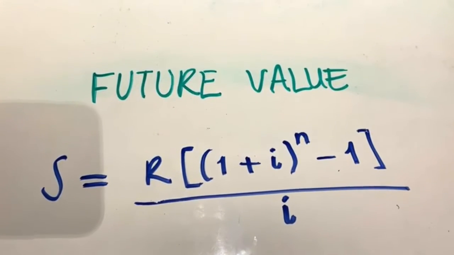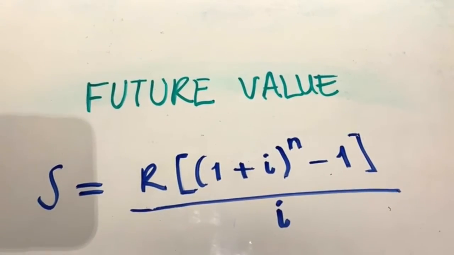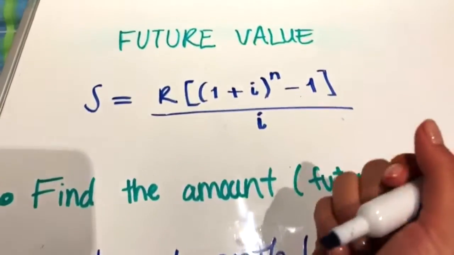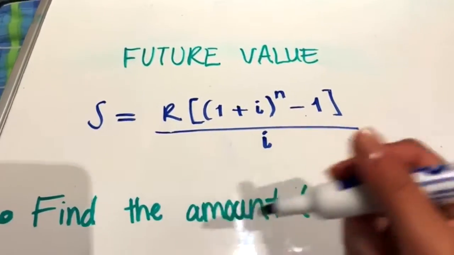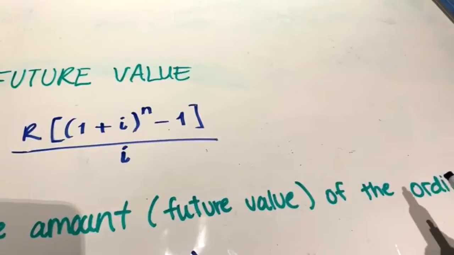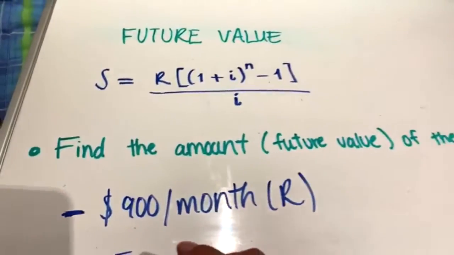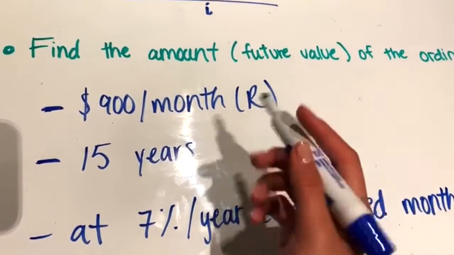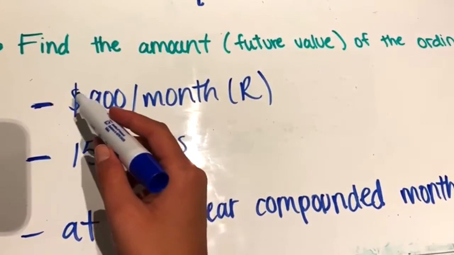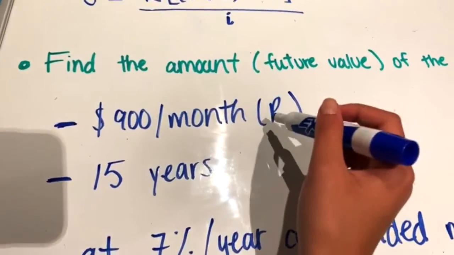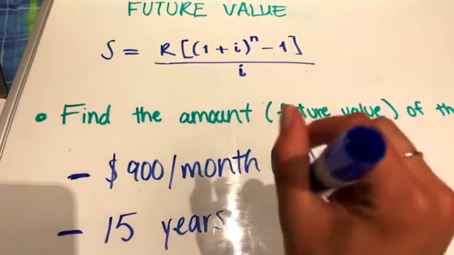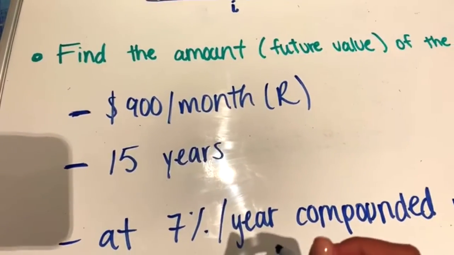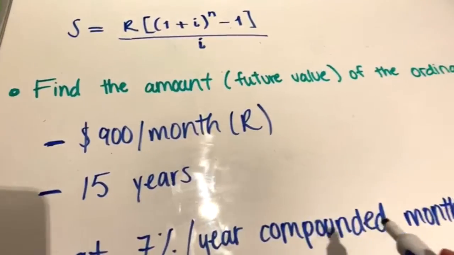Hi, my name is Hernandez, and today we will be solving a future value problem. Here we have the equation, and basically the problem is asking us to find the future value of the ordinary annuity. They're giving us four values: you have to pay $900 a month, which is our R in the equation, for 15 years at 7% per year, which is our rate, compounded monthly.